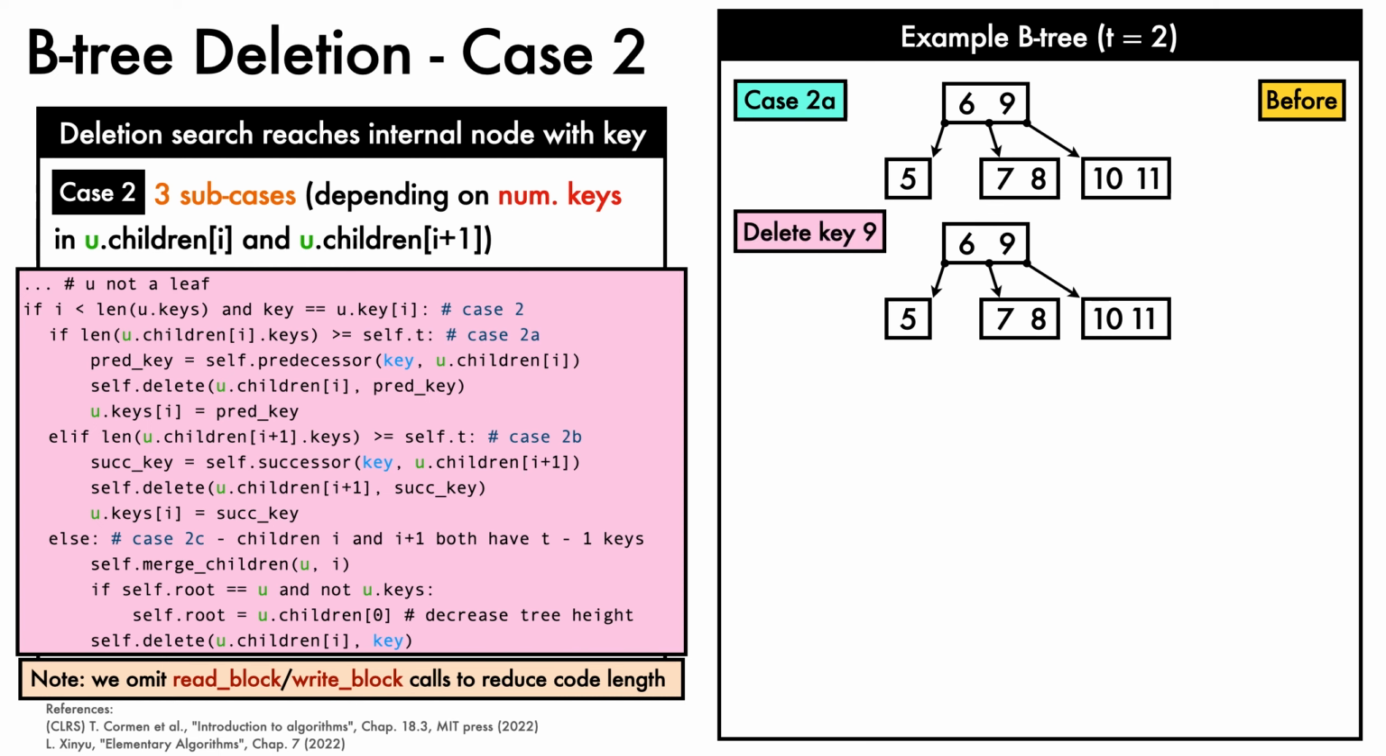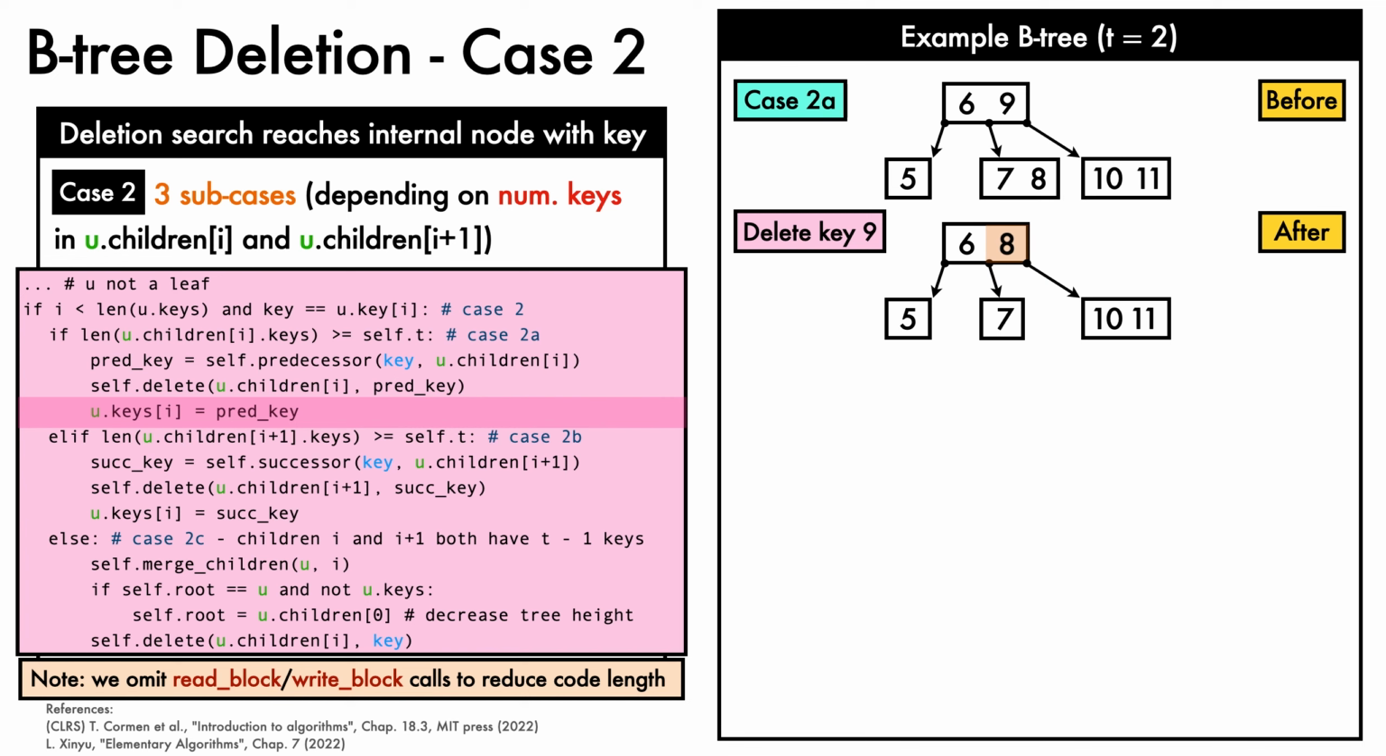Here, we call delete with key 9 on the top node. The linear scan in the preceding code has moved us into position with i equals 1, so that our conditional evaluates to true. The ith child has t keys, so we search for the predecessor of 9 in this child, which is 8. Then we recursively call delete on the ith child to remove the predecessor and use it to replace the target key, completing the deletion of key 9.